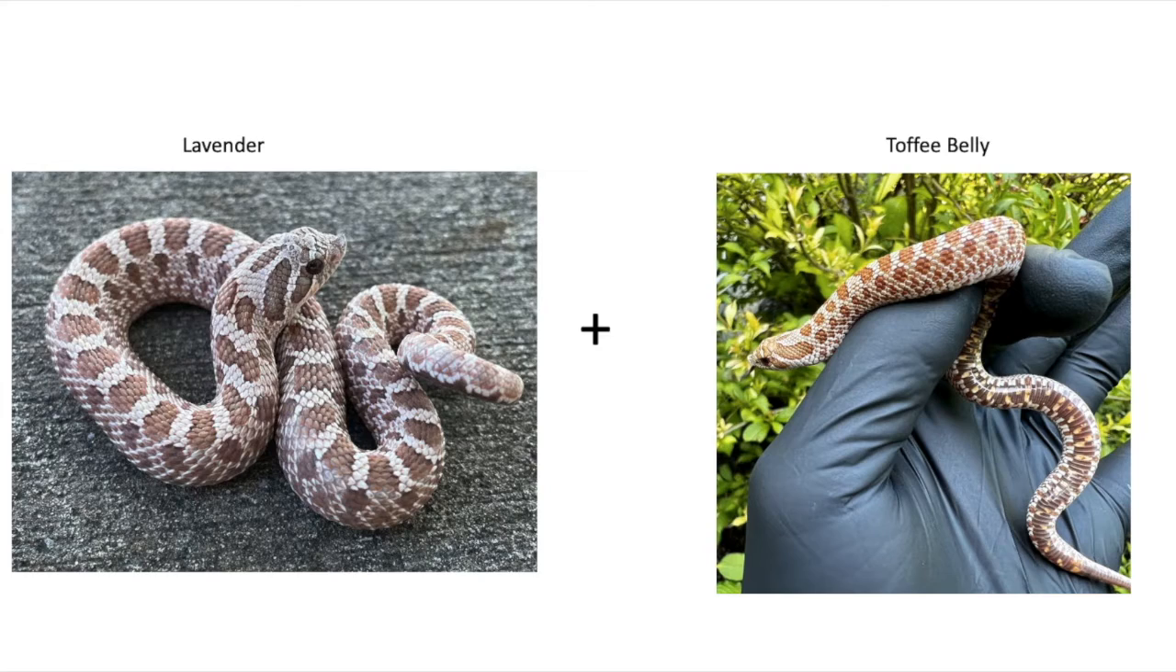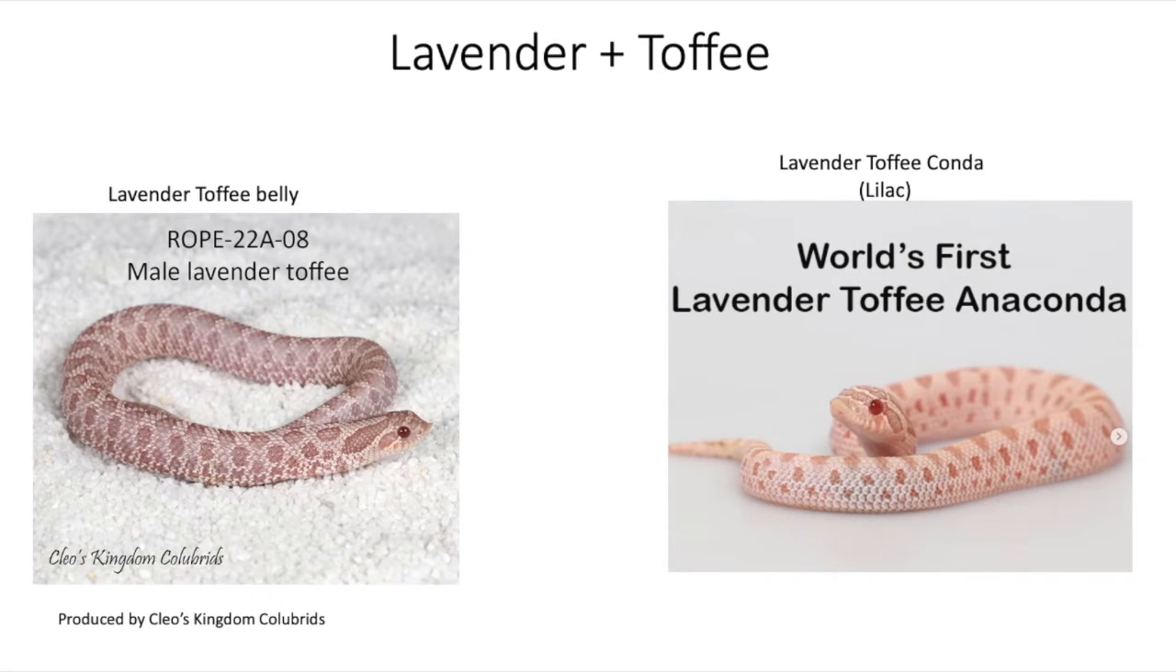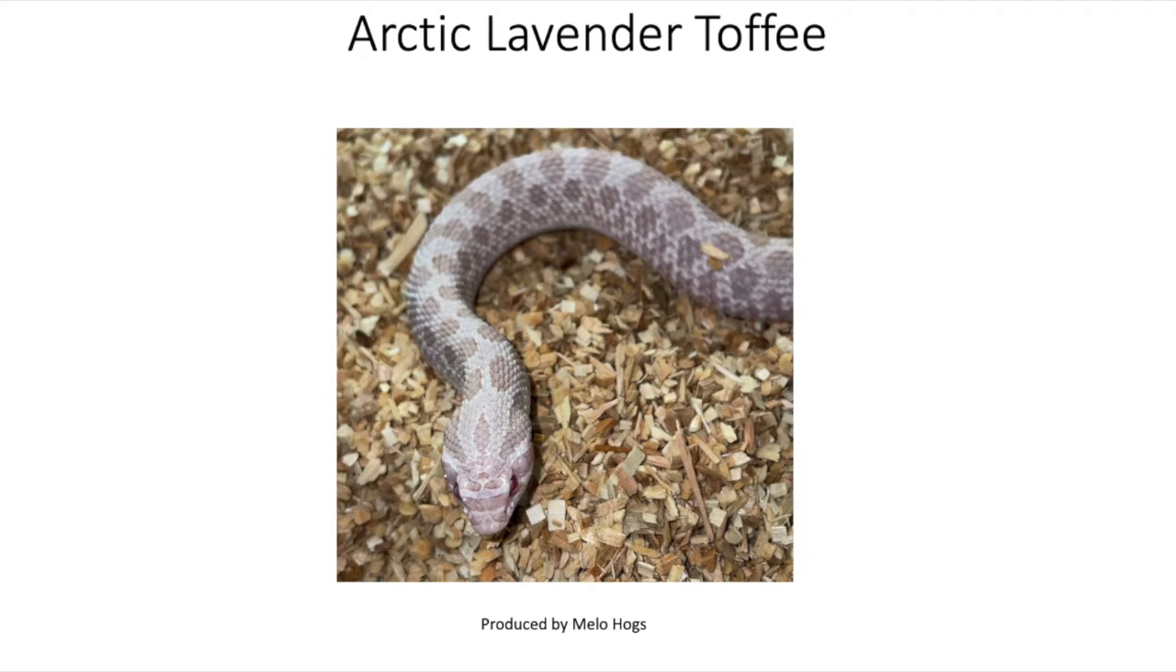The next morph combination is going to be the lavender toffee belly. And here we go. We have the regular version and then we have the conda version on the right hand side. Both of these animals were produced by Cleo's Kingdom Colubrids. And then this year we have the Arctic Lavender Toffee produced by Brandon from Mellow Hogs.